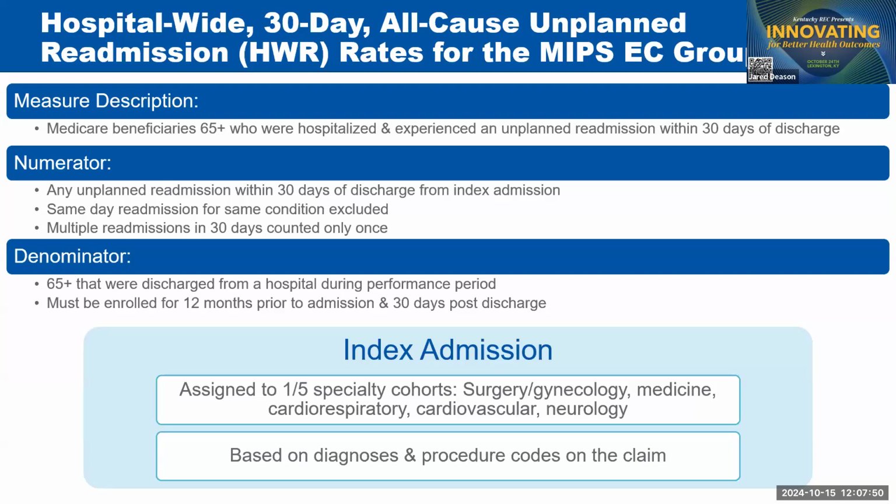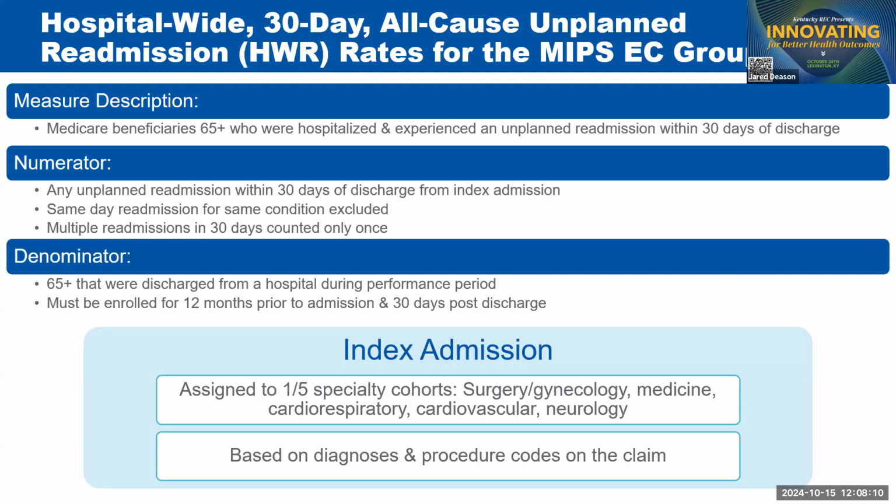The denominator of this measure includes Medicare beneficiaries age 65 plus who have had an eligible index admission to a non-federal short stay acute care critical access hospital during the performance period. These patients must have been enrolled in Medicare Part A for the 12 months prior to the admission and the 30 days post-discharge. They must have been discharged alive and not transferred to another acute care facility.